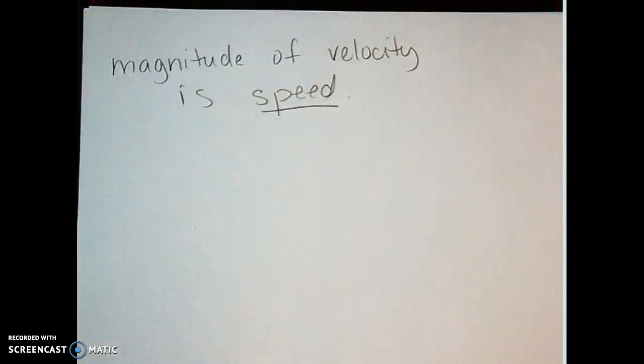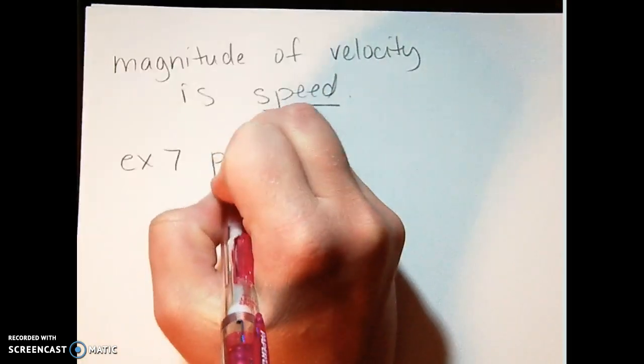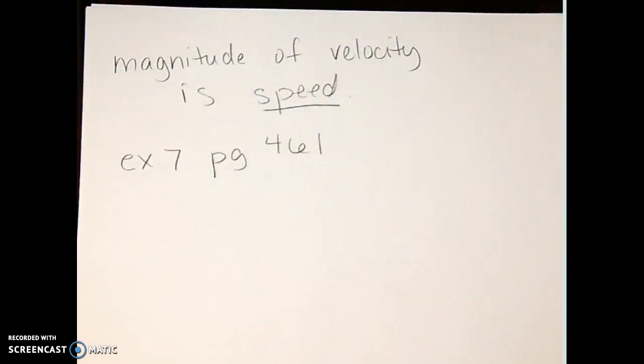So what we're going to do now is look at example 7 on page 461. It says a DC-10 jet aircraft is flying on a bearing, everyone's favorite problem, of 65 degrees at 500 miles per hour. Find the component form of the velocity of the airplane. Recall that a bearing angle is the angle that the line travels due north measured clockwise. If you need to go back to section 4.1 or 4.2, it's explained in more detail.